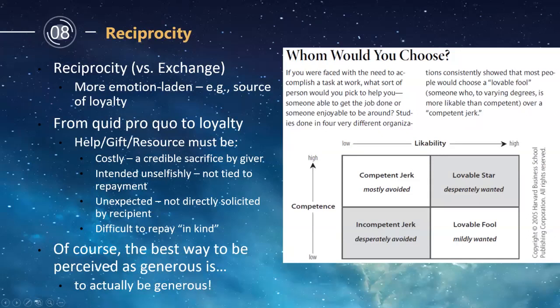Now, when it comes to the competent jerks and the lovable fools, who do you choose? The survey shows that predominantly people will choose lovable fools over competent jerks, kind of showing that being genuinely generous and likable goes a long way. It's always good to be competent and know your subject matter, but be likable, be perceived as generous, always have a way out.